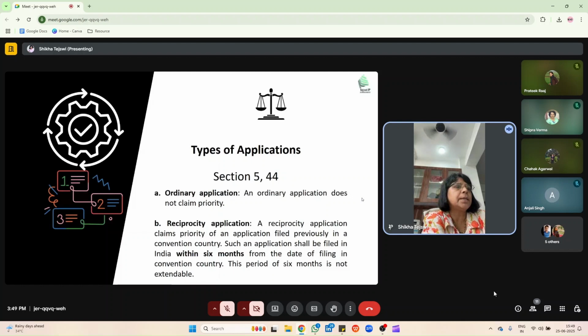The reciprocity application claims priority of an application filed previously in a convention country. Like in the case of patents, where signatories of the Paris Convention are able to file the convention application, similarly here also, those who are signatory to the convention can file within 6 months from the date of filing. Suppose you have filed in the UK in the last 6 months, so within 6 months you have to enter India also. And this period is not extendable. If the date is gone, you cannot claim the priority.